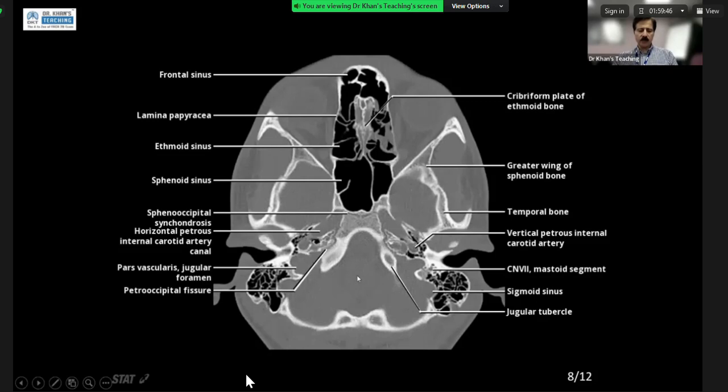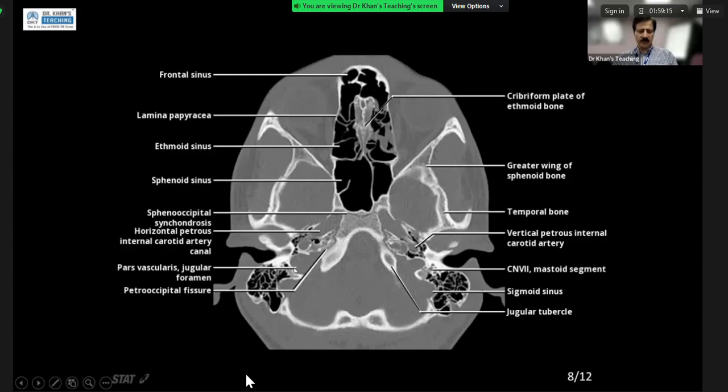This is 8/12. You can see the carotid canal once again passing over the foramen lacerum, the cavernous portion. This is the clivus. Now here is the sphenoid sinus. These are the ethmoid sinus. And of course the globe is visible. Medial rectus, lateral rectus. So we are coming, this is the middle cranial fossa.